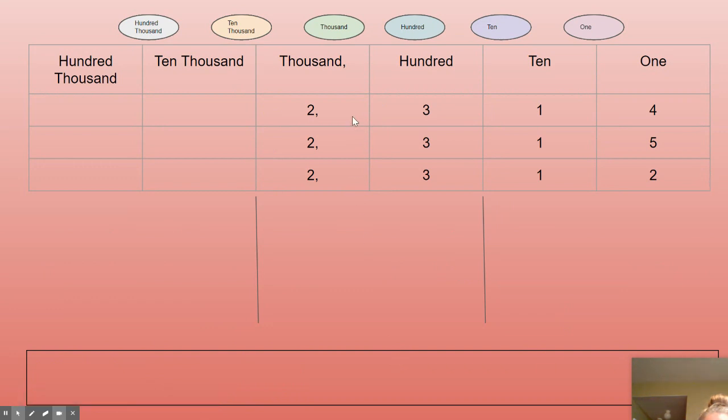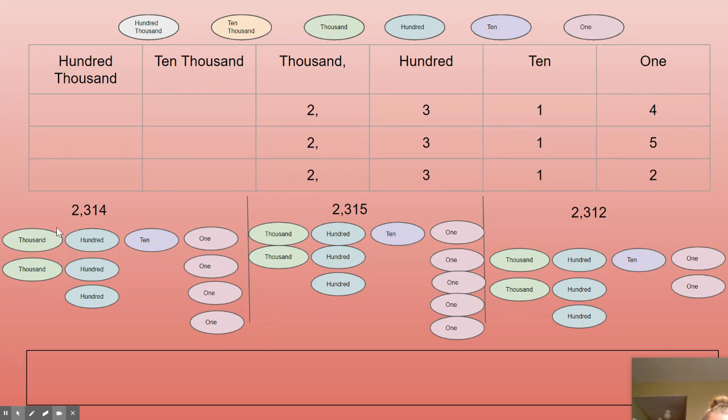This time the numbers look very, very similar. So I have 2,314, 2,315, 2,312. So the first thing I'm going to do is I'm going to use my place value discs, and I'm going to model my numbers. I have 3 different spaces for each of my numbers. So I'm going to go ahead and model them with my place value discs.